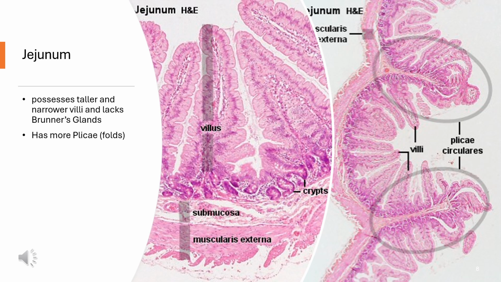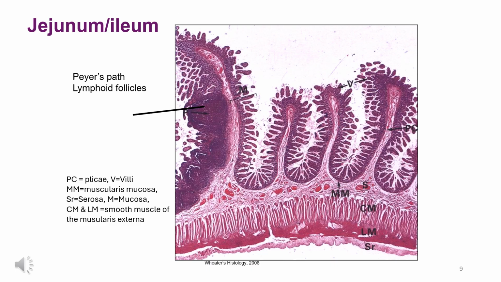So here you're going to find that there's an increase of goblet cells, an increase in these plicae folds, and an increase in Peyer's patches. Now there isn't much to decipher between the jejunum and the ileum, but you could distinctly tell these two apart from the duodenum due to the Brunner's glands. In the jejunum and ileum, you will find Peyer's patches though, which are lymphoid follicles.